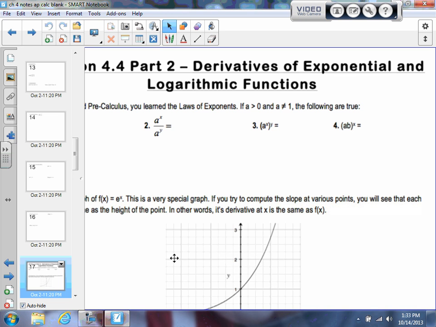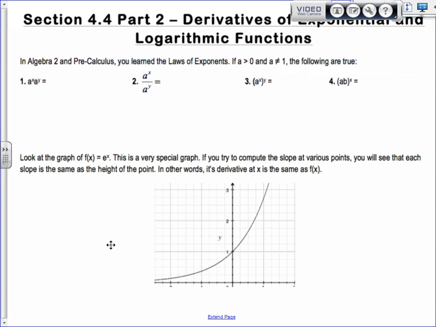2.4 part 2 is on the derivatives of exponential and log functions. So we're learning some new derivatives today. If you remember from Algebra 2 and pre-calculus, we have these different rules for exponents. If I have a to the x times a to the y, it's a to the x plus y. You add your exponents.